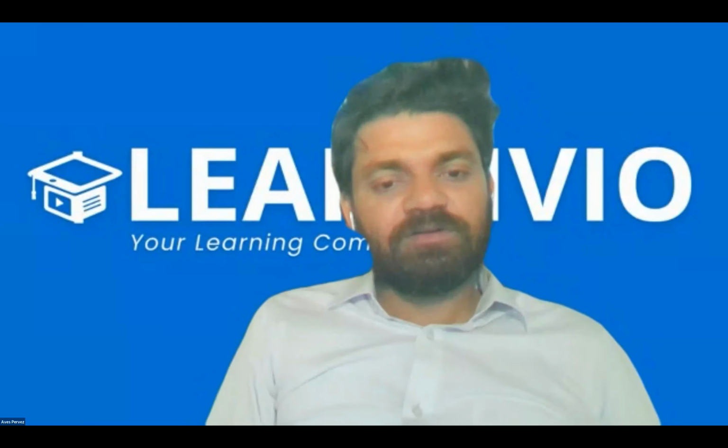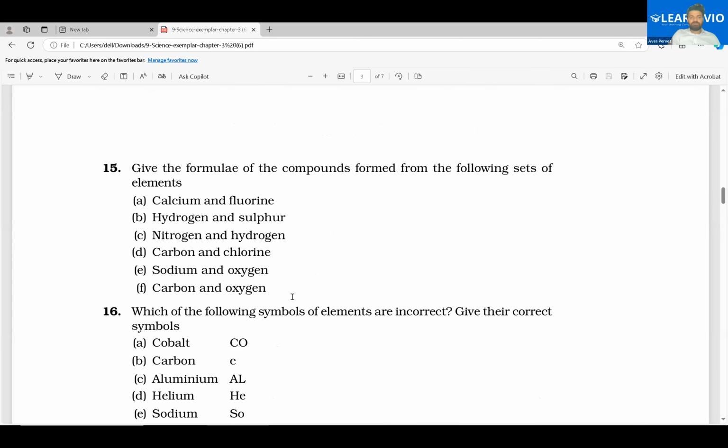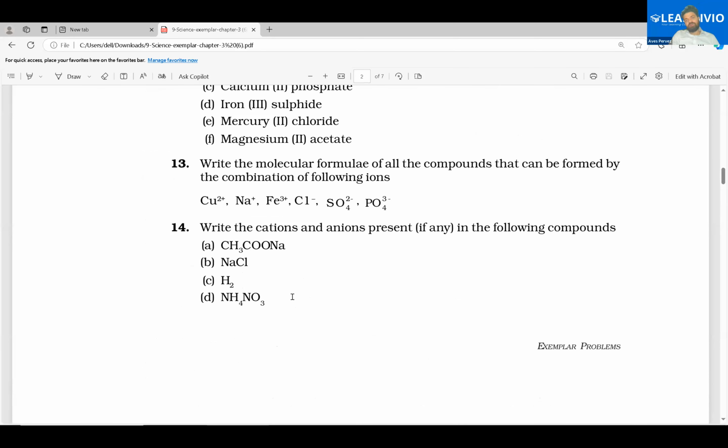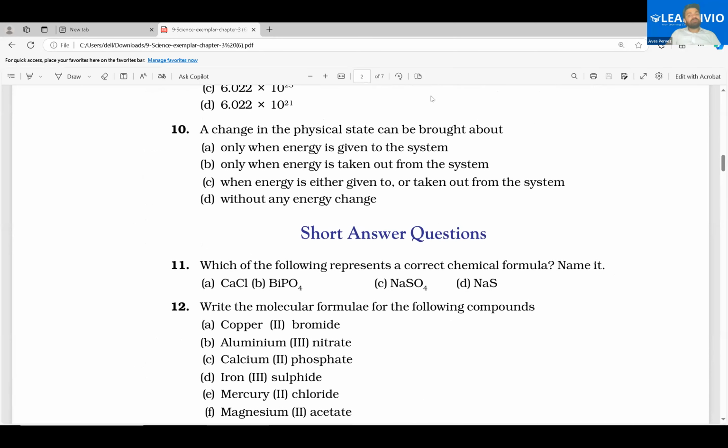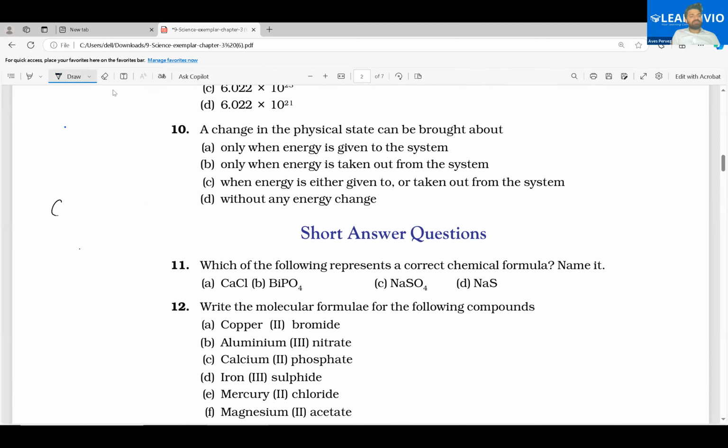So here we are having this one. Question number 11. If you don't know bismuth, you might get confused, since we have not written Bi. But here the book is giving you the chance. Now let's try. Calcium chloride: calcium has valency 2, and chloride has valency 1. The correct formula for calcium chloride will be CaCl2.